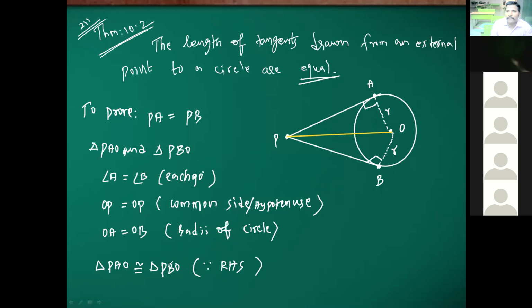After saying congruent, what are we getting by CPCT? PA is equal to PB. By CPCT we are getting this. That's it. This only they asked to prove. See, PA equal to PB only they asked to prove. We got it. Yes, you can write the one line: hence, the lengths of tangents are equal. That's it. We have proved this.